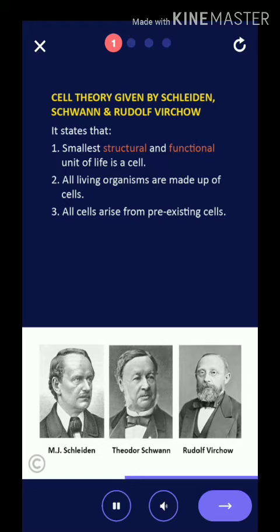It states that: 1. The smallest structural and functional unit of life is a cell. 2. All living organisms are made up of cells. 3. All cells arise from pre-existing cells.